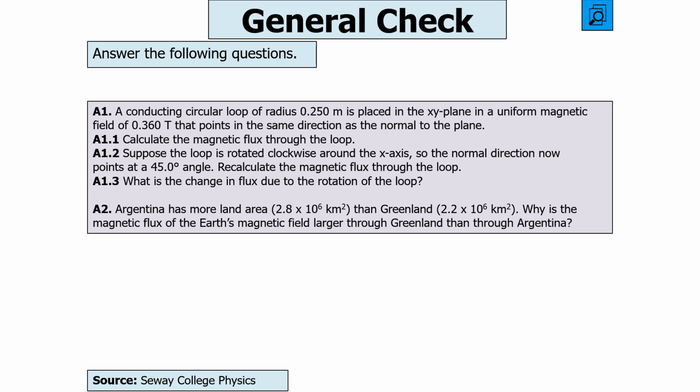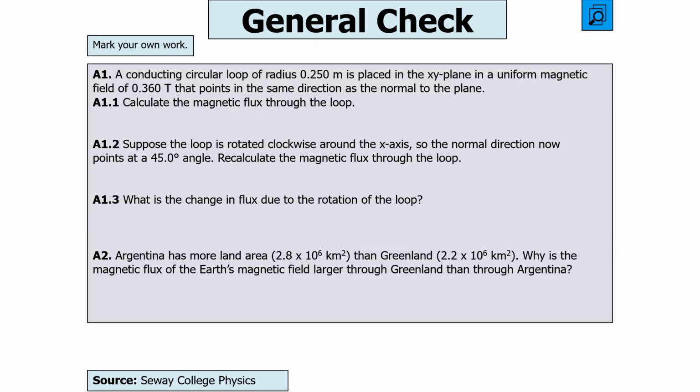Suppose the loop is rotated clockwise around the x-axis, so the normal direction now points at a 45 degree angle. Recalculate the magnetic flux through the loop, and then what is the change in flux due to the rotation of the loop? Then, Argentina has more land area than Greenland. Why is the magnetic flux of the Earth's magnetic field larger through Greenland than through Argentina? So pause the video now, then unpause the video when you want to go through your answer.